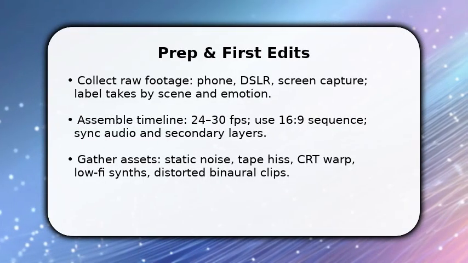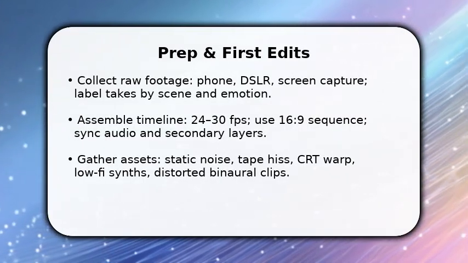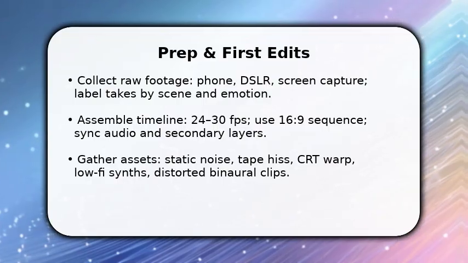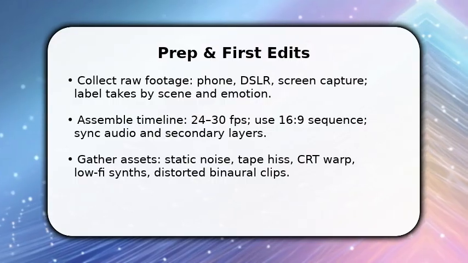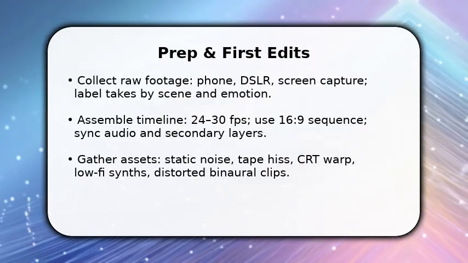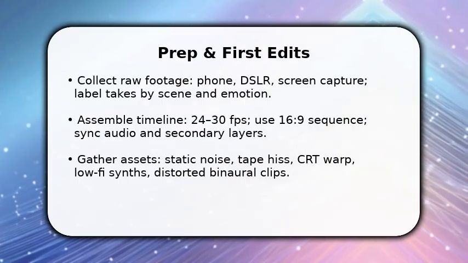You start by importing and organizing everything. Prioritize unsettling takes and secondary audio. Set a 24-30 FPS 16:9 timeline, then sync clips to a scratch track so pacing feels human. Once done, trim to core beats and mark edit points for tension peaks.